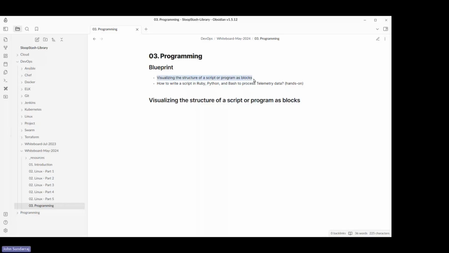Okay, will I be able to become a programmer? Will I be able to write code? Will I be able to become a good scripter? So that's always something that people keep on asking.